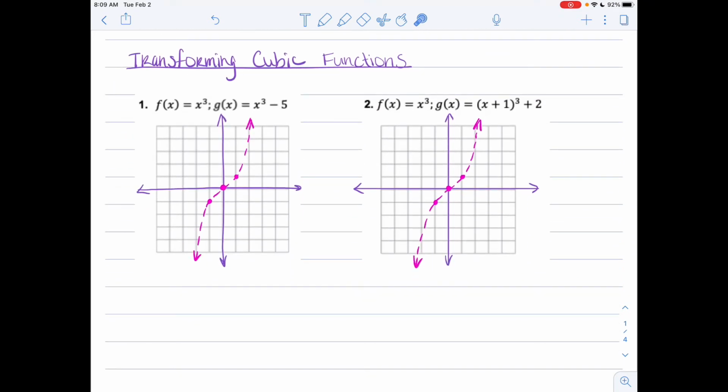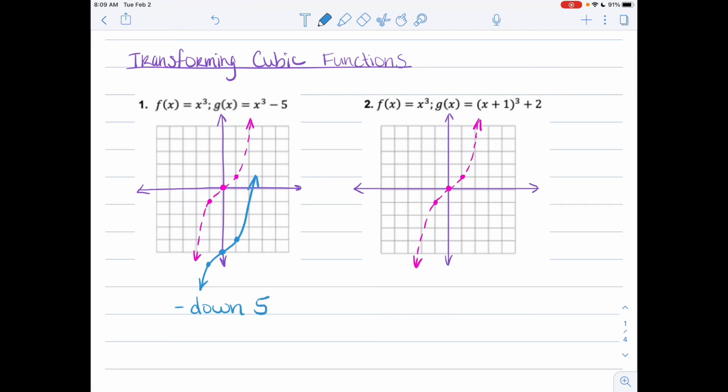If I plug in 0 for x, I have 0 minus 5, and I have moved my spot that was at the origin all the way down to negative 5. And so I can plot a couple more points. This one's going to be a little bit off the graph, but we can do this and plot our transformed function. So the only thing that we have done to this function is we have moved it down by 5.